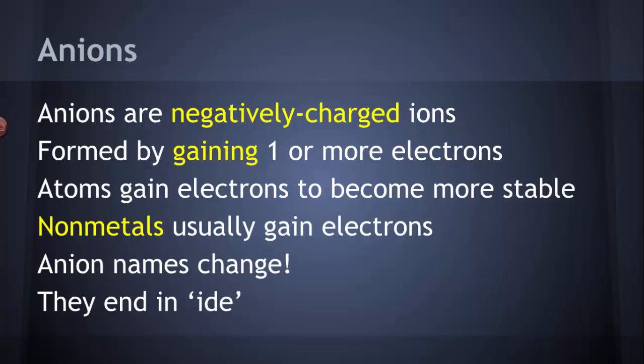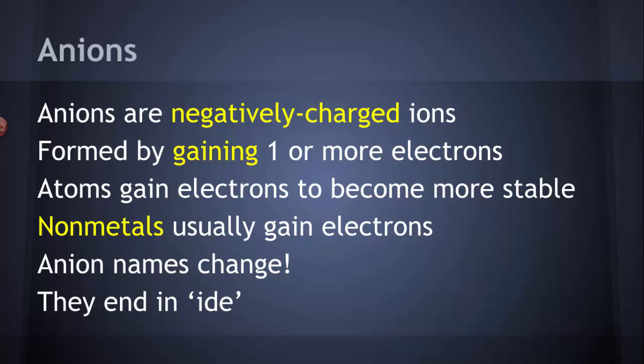The other type of ion is called an anion. Not an onion, but an anion. Anions are negatively charged. The way you become negatively charged is you gain extra electrons. So these will take on some electrons, and they gain electrons to become more stable, just like the metals did when losing them. Nonmetals are usually the ones that gain electrons.